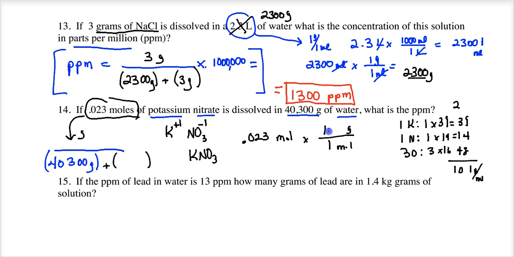And that goes here. Let's solve for grams. No problem. 0.023 times 101, and I get 2.3.